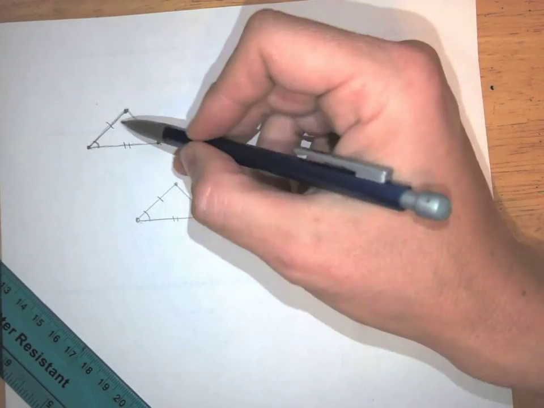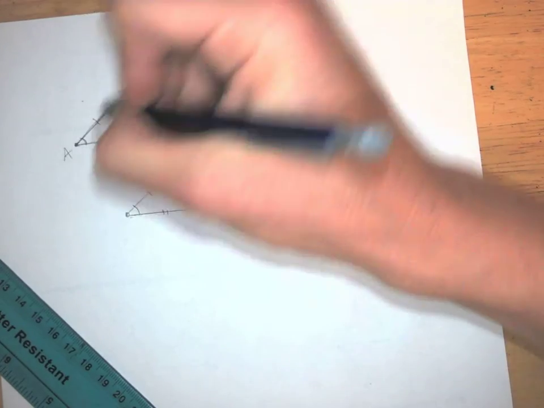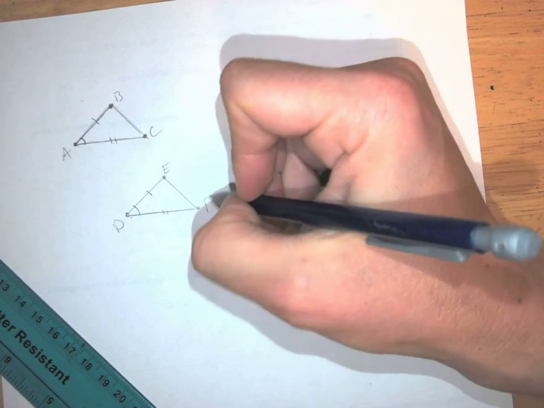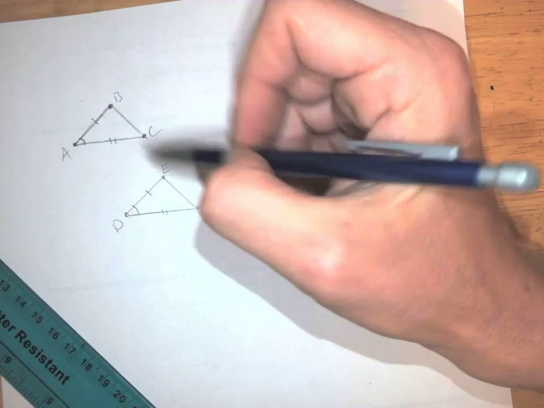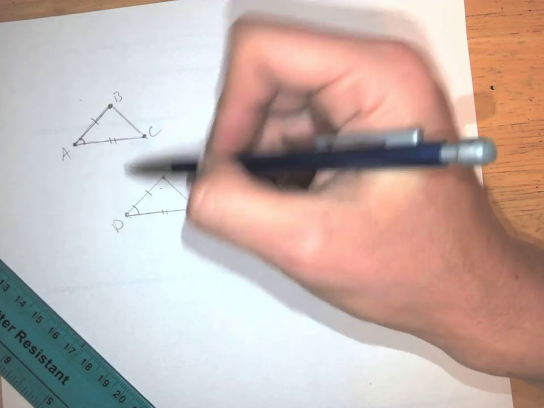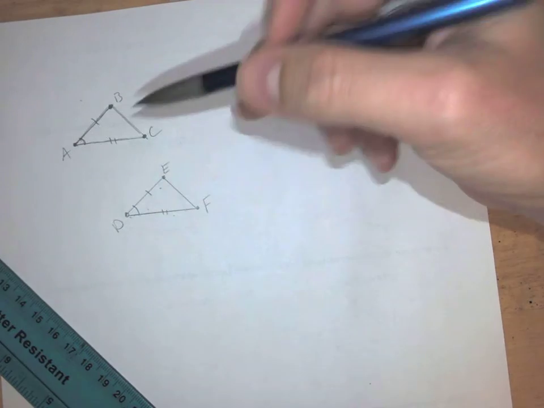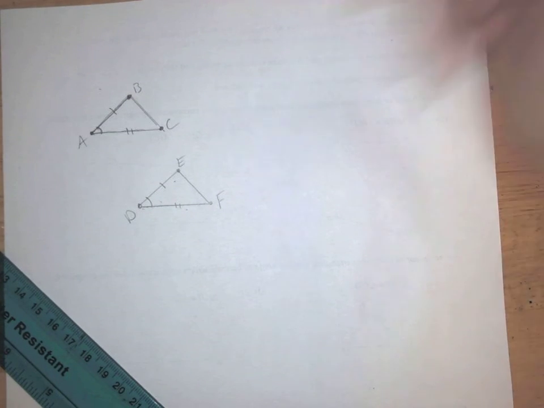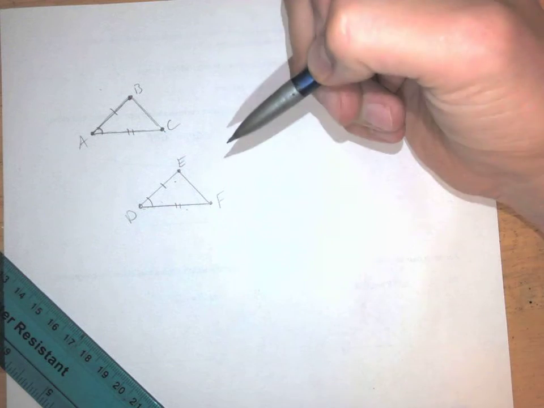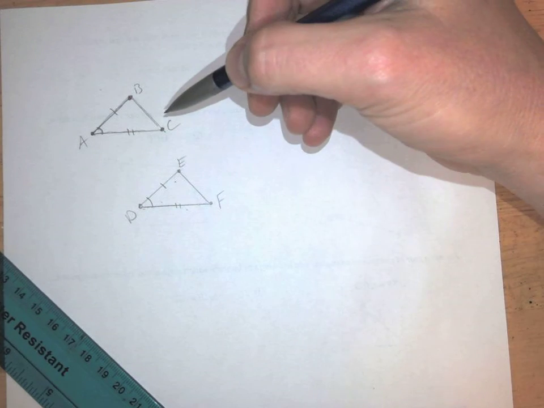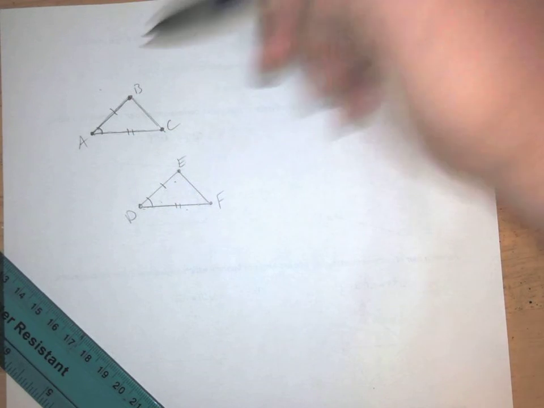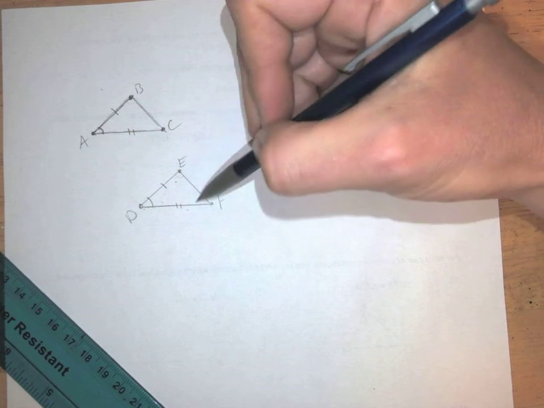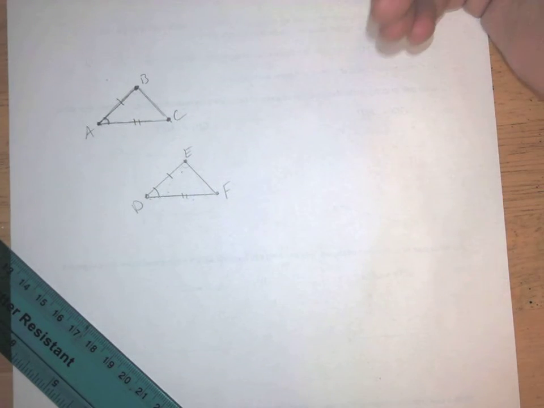So let's call this triangle ABC, and let's call this triangle DEF. If I know that this side is congruent to this side, and this angle is congruent to this angle, and this side is congruent to this side, I know that these two triangles are congruent to each other. Because this one has to be congruent to this one. There's only one way to draw that segment. They have to be the same length. And that makes this angle have to be equal to this angle, and this angle have to be this angle, because there's only one way to finish that triangle.